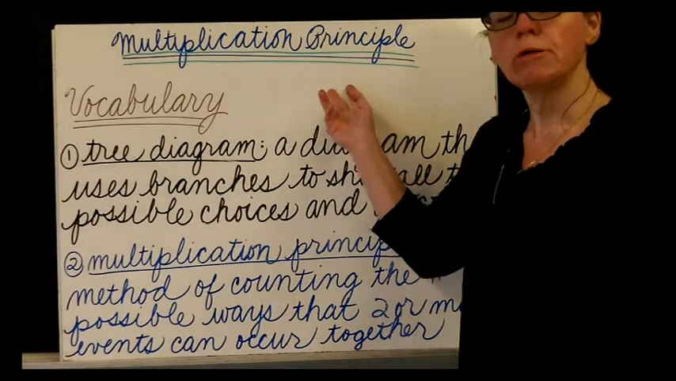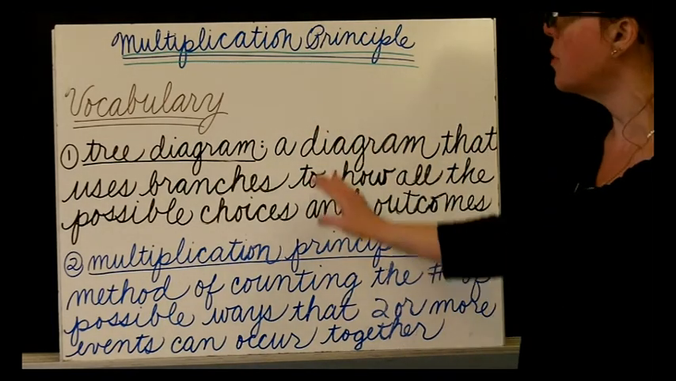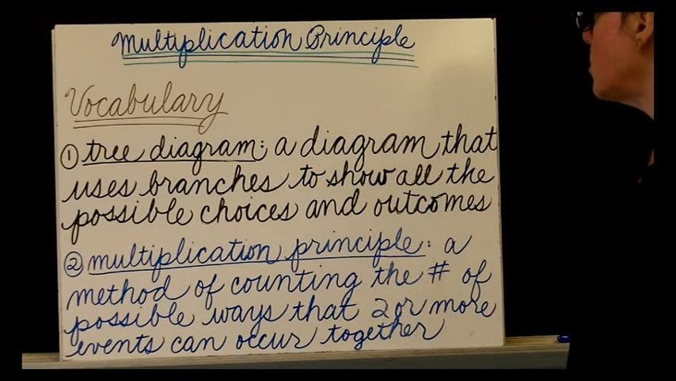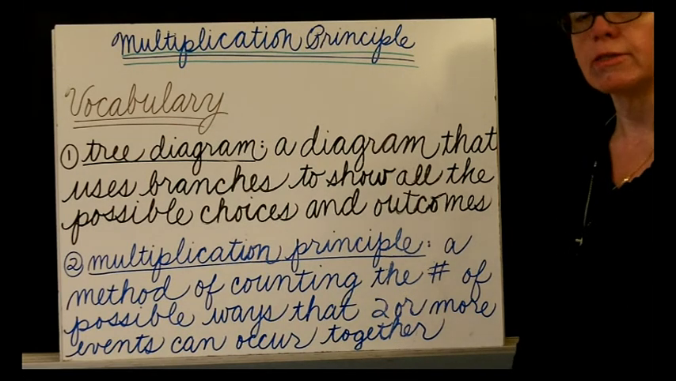Today's lesson is about the multiplication principle. There are only 2 vocabulary words. Let's go over them. First, we have a tree diagram. A tree diagram is a diagram that uses branches to show all the possible choices and outcomes for given events.